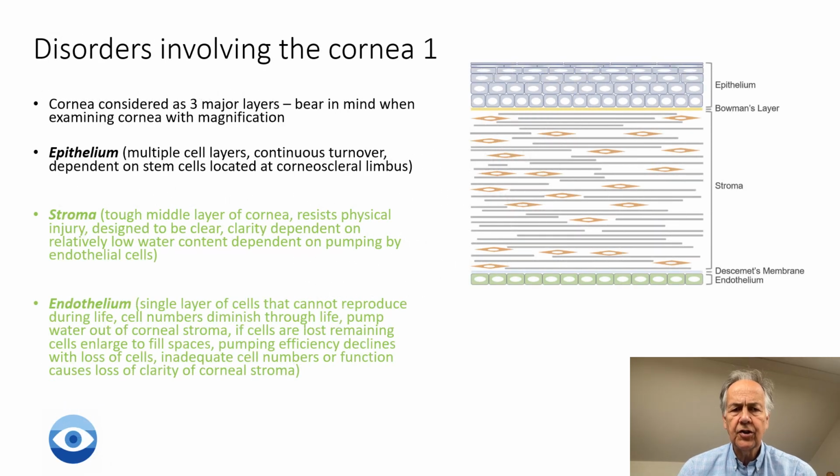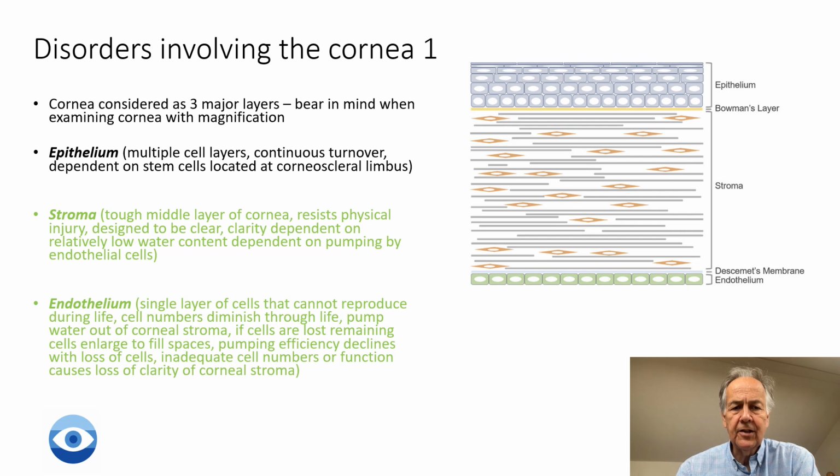Just a note on the structure of the cornea, which is relevant to disorders causing loss of corneal clarity or loss of regularity in the anterior refractive surface of the cornea, both of which will result in poor visual quality. The cornea is now considered as three major layers, each of which may be the cause of poor vision. The layers, along with Bowman's layer and Descemet's membrane, are shown in the cross-section in the illustration on this slide and the two slides that follow.